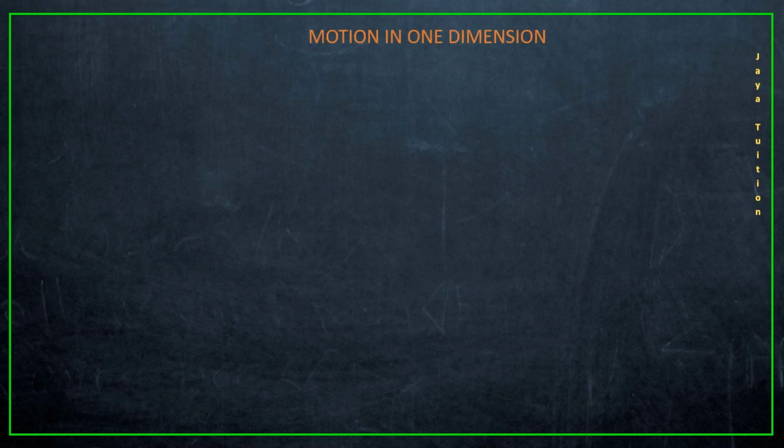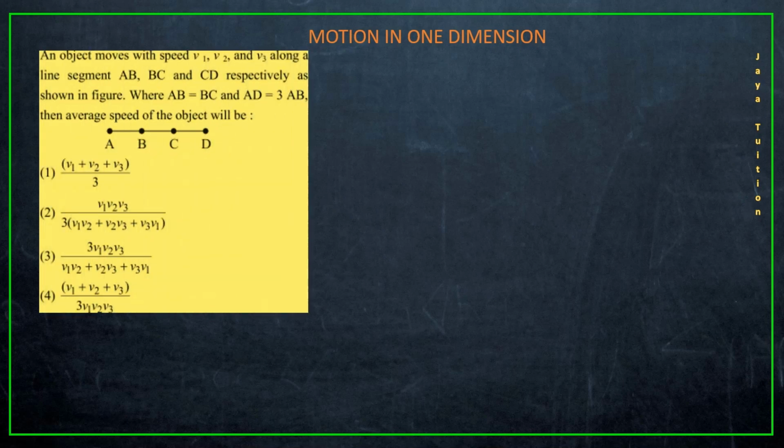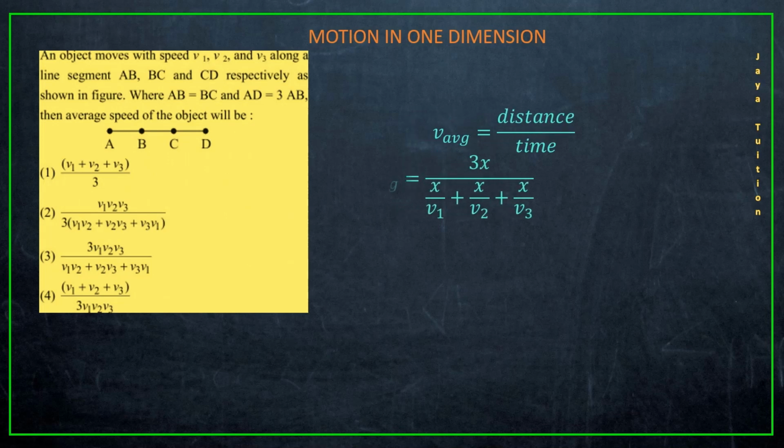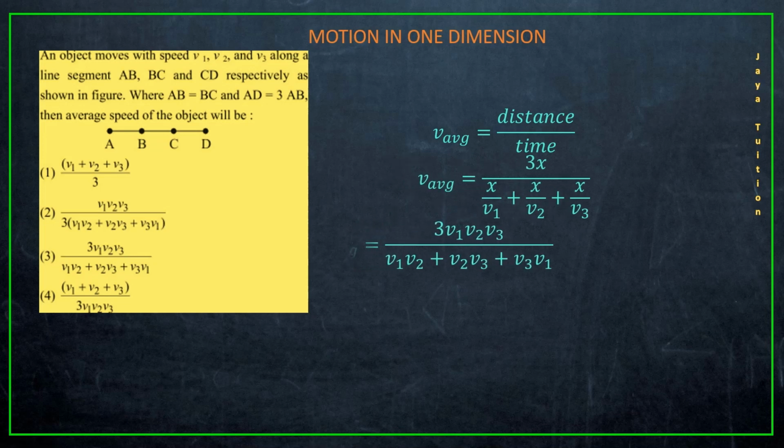This question is fairly direct. The distance AB is equal to distance BC is equal to distance CD. Therefore, the average velocity will be equal to total distance divided by time. Time for each interval will be equal to x divided by v1, x divided by v2, plus x divided by v3. The average velocity comes out to be equal to 3v1v2v3 divided by (v1v2 plus v2v3 plus v3v1).